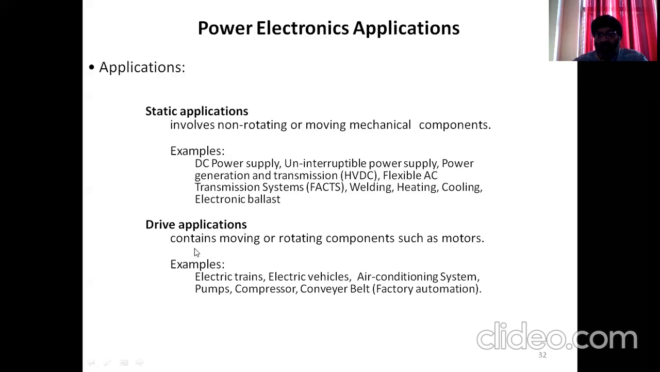Another one is drive applications. They contain moving or rotating components such as motors. Electric trains: we make the power electronic system by using static switches or static devices, but for movable applications like electric trains, electric vehicles, air conditioning systems where we are running a motor and a compressor, pumps, compressors, conveyor belts, and so on. These are the two categories of power electronic applications. Both these application categories have efficient use of power electronics. And we know that these applications range from a few watts to megawatts or sometimes gigawatts.